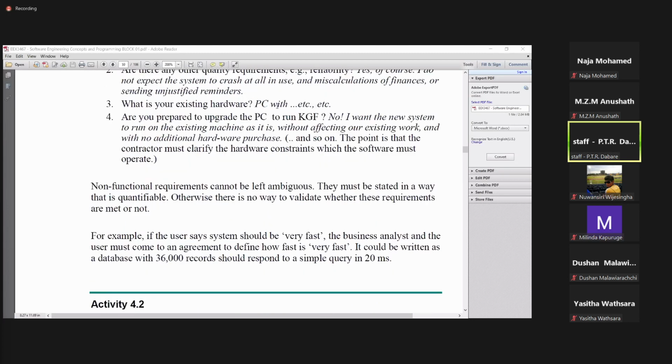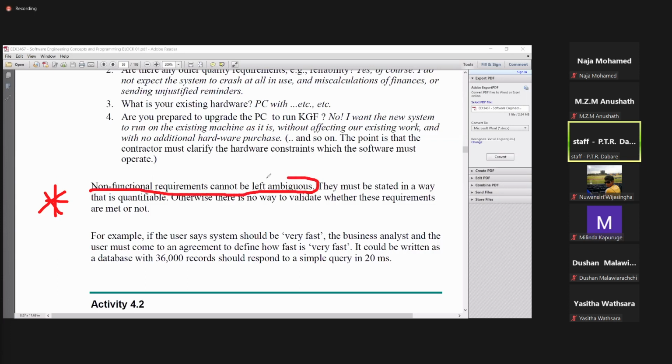Now, this is the place I was looking for. This is not only for a mini project. Remember, when you're in the software field, if you're going to stay in this field, you have to remember this very carefully. Non-functional requirements cannot be left ambiguous.